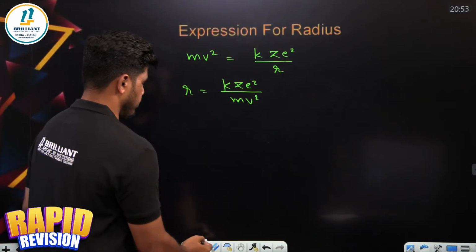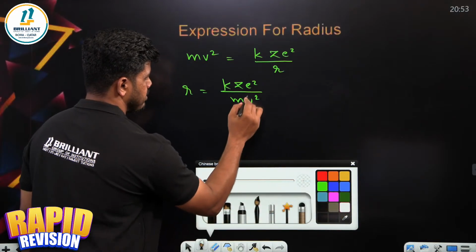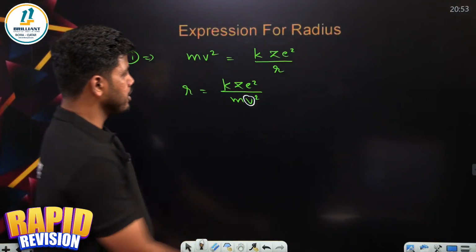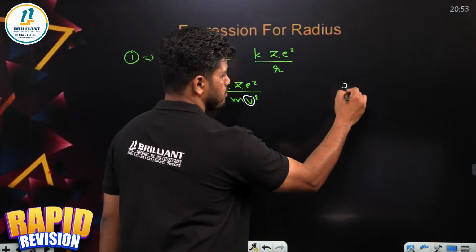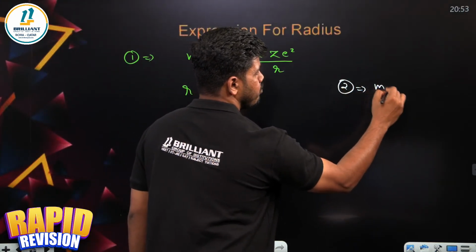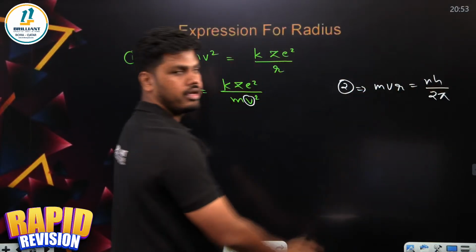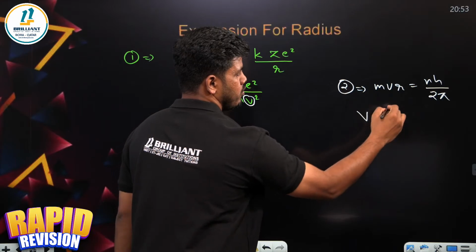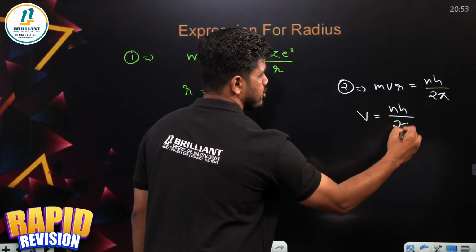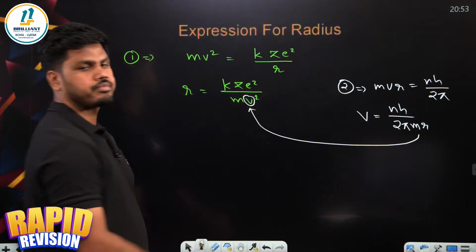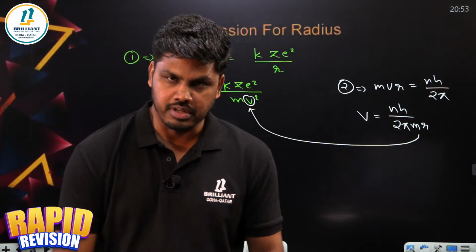But this v is a variable. See, velocity will not be the same in all radii. It will be different in different orbits. So we have to replace that v using the second postulate. What was the second postulate? mvr is equal to nh by 2 pi. So we take v from this. v is equal to nh divided by 2 pi m r. You can substitute that for v. Then your radius expression is done.